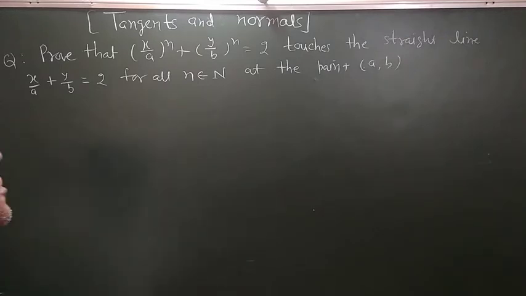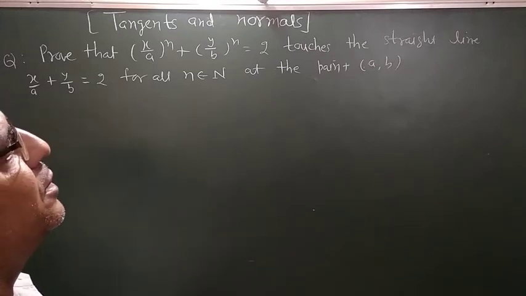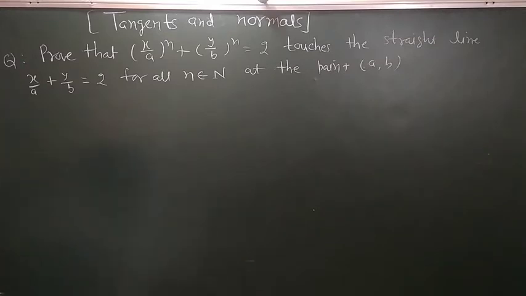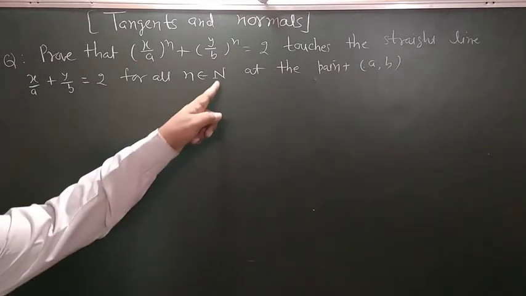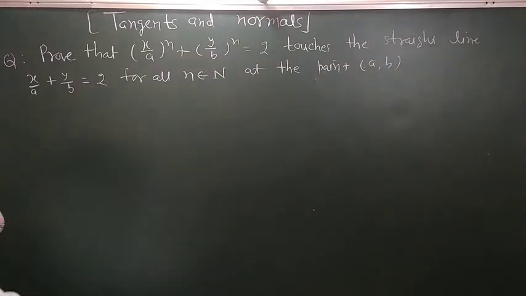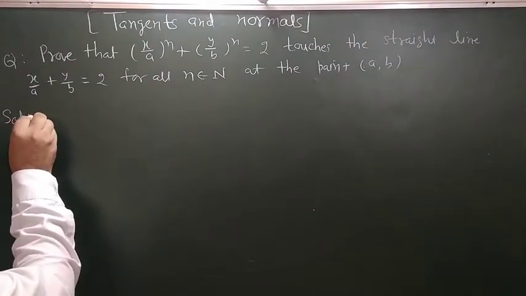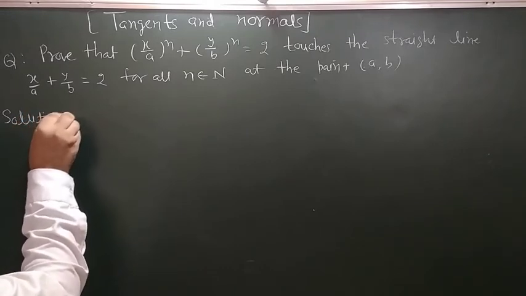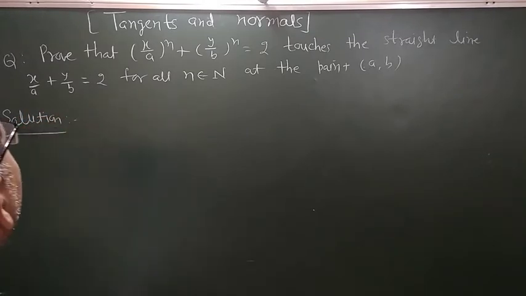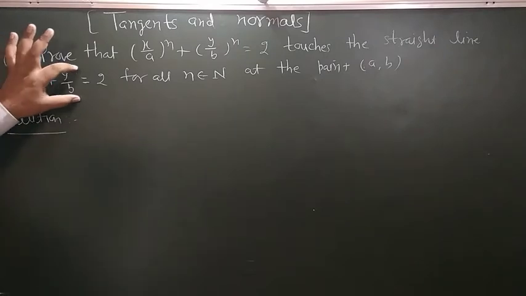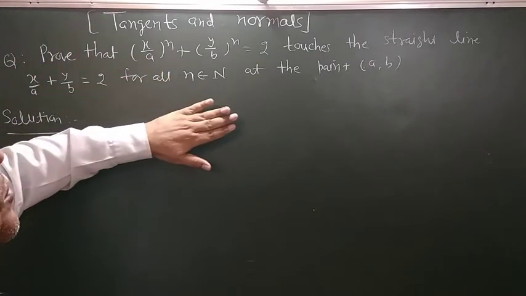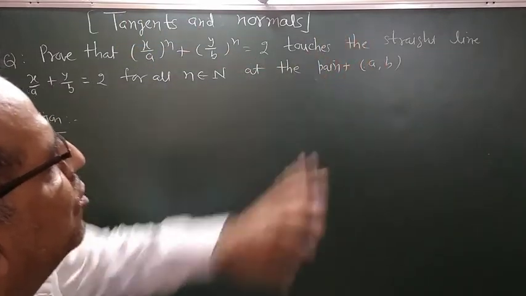One important question is there. Prove that (x/a)^n + (y/b)^n = 2 touches the straight line x/a + y/b = 2 for all n belongs to capital N, that means the set of natural numbers, at the point (a, b). So basically we want to show that this line x/a + y/b = 2 is the equation of the tangent to this curve at the point (a, b).